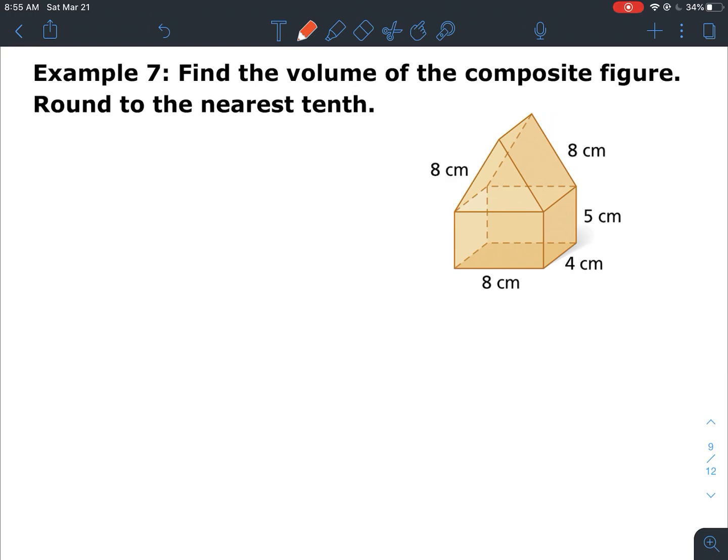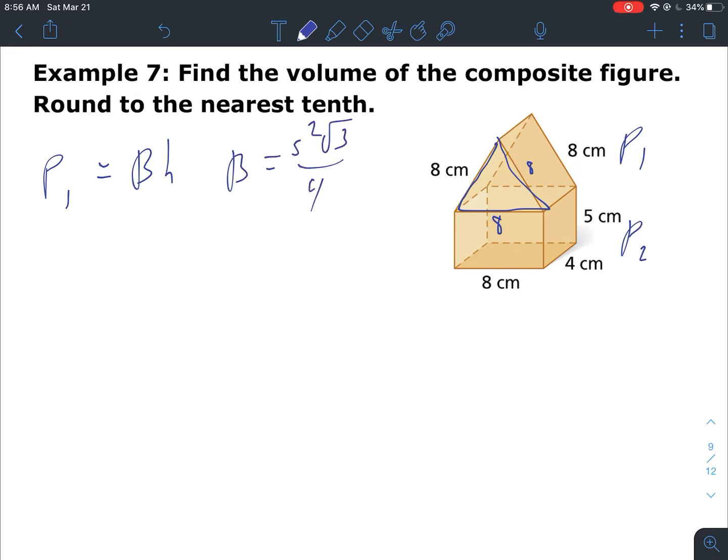Example 7. This one looks a little confusing, but it's not. It's just two prisms on top of each other. So the lower one we have a rectangular prism, and the upper one we have a triangular prism, which happens to be equilateral, because this is 8 and this is 8, making this an equilateral triangle. So I'm going to do this one as prism 1 and this one as prism 2. Prism 1's volume, BH, as always. B is side squared root 3 over 4. So B is 8 squared root 3 over 4. And that's an answer of 27.7-ish.